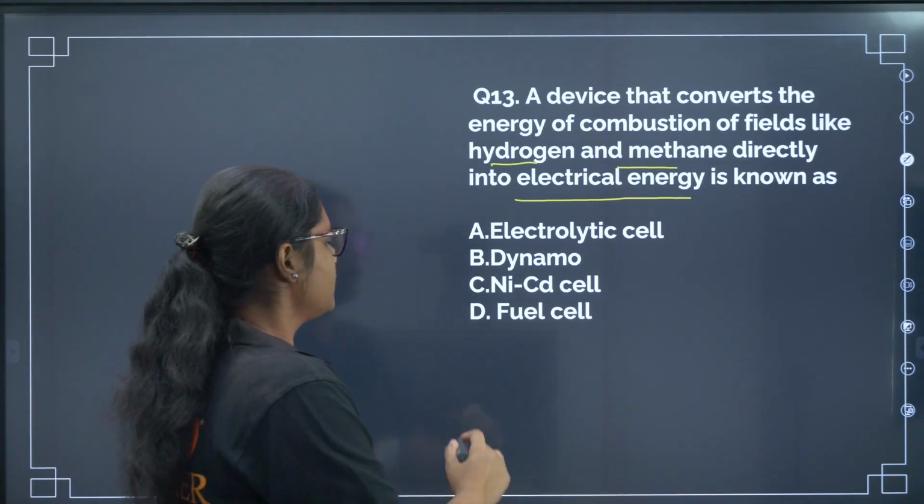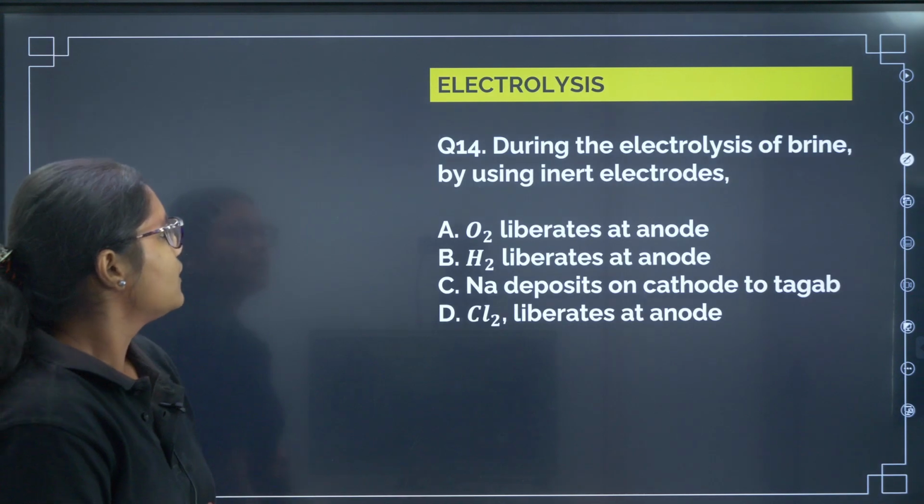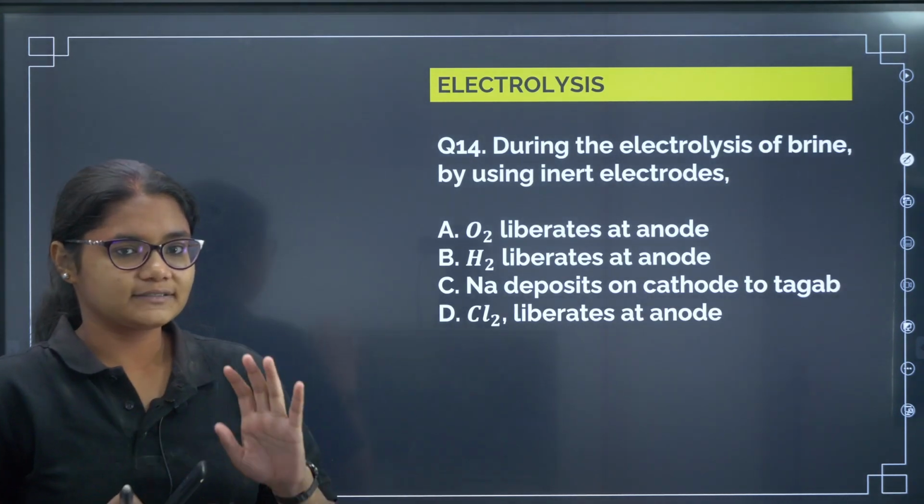So this is the work of a fuel cell. Okay, the correct answer is option D. Okay, next. I told you the products of electrolysis are very important.